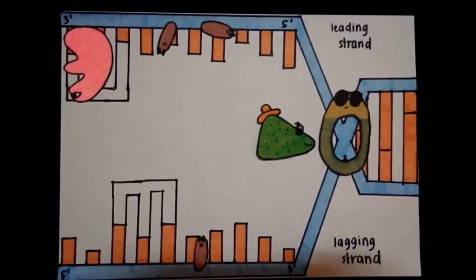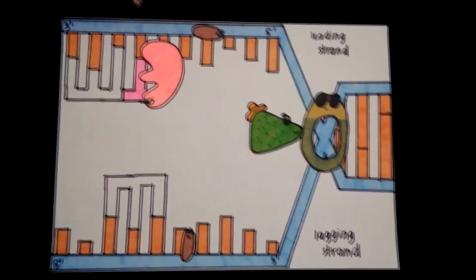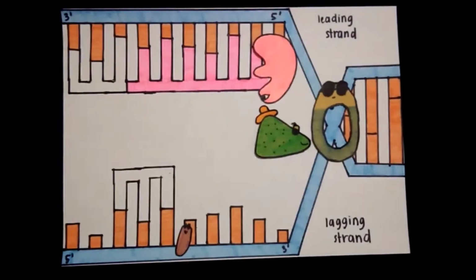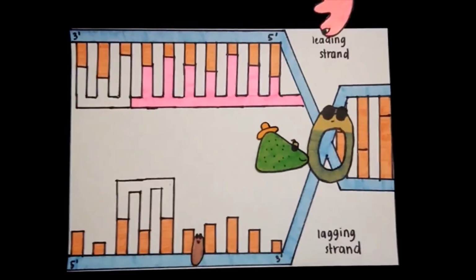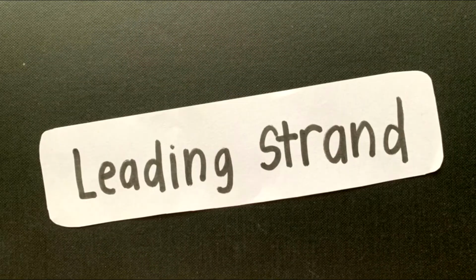One new strand runs 5' to 3' towards the replication fork. This strand is made continuously because the DNA polymerase is moving in the same direction as the replication fork. This continuously synthesized strand is called the leading strand.